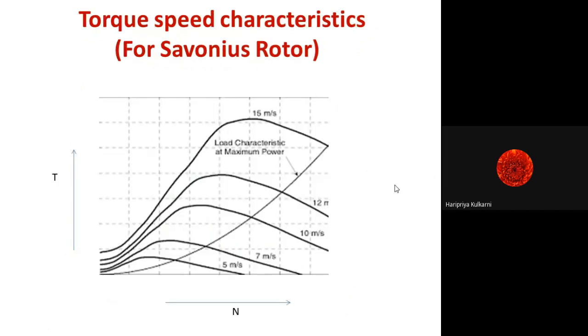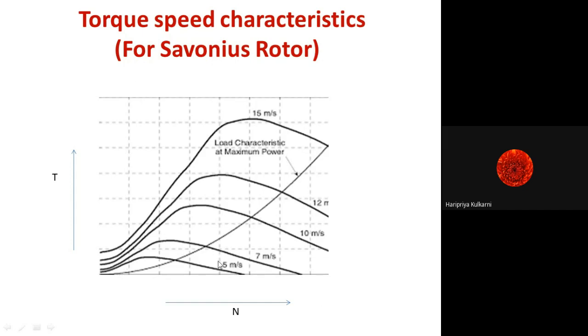This is the torque speed characteristics. We know that as speed increases, torque starts decreasing. So this characteristic has been seen here. After a certain point, as speed is increased, torque starts decreasing. Depending upon the torque speed requirement, we operate at a particular point. This middle line shows the load characteristics at the maximum power, because we want to extract the maximum power at the required torque. Depending upon that, we can choose the characteristics.